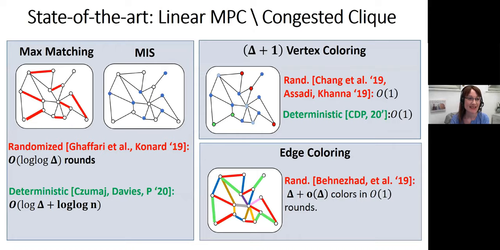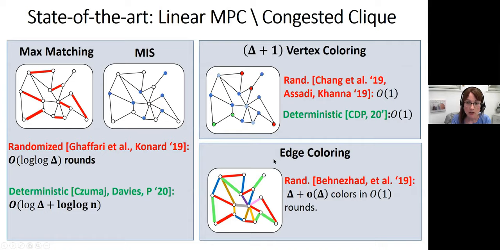Okay, so this is the state of the art picture that we currently have, at least for the linear MPC setting or congested clique. We have these traditional problems of maximum matching and maximal independent set. In the randomized setting, we can solve these problems very fast in log-log delta rounds. Currently, the best deterministic algorithm that we have runs in log delta rounds plus some log-log n term. So clearly there is a large gap here. We have no sublogarithmic time deterministic algorithms for MIS or matching.